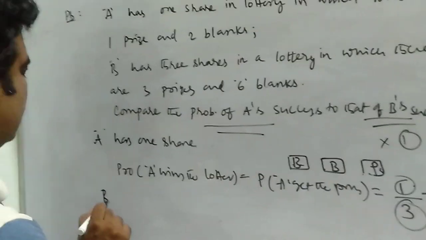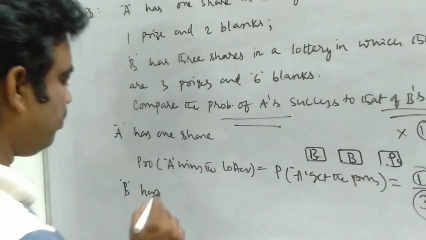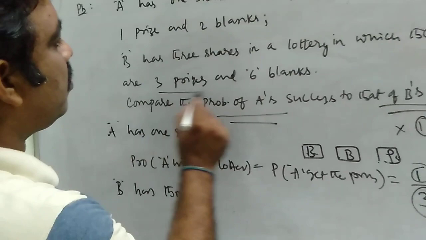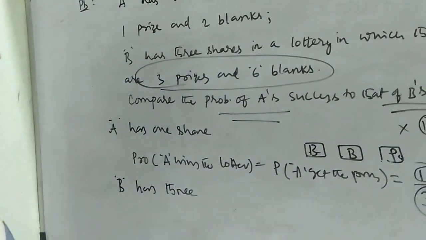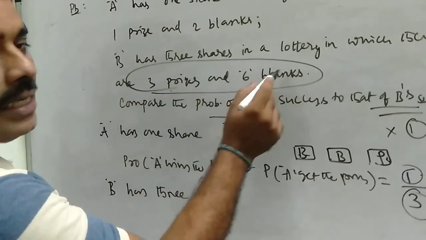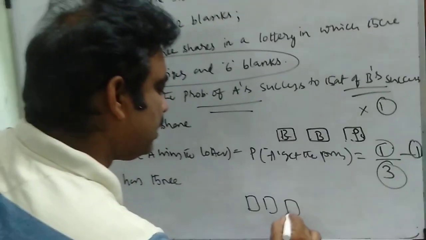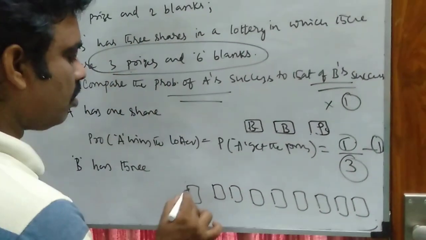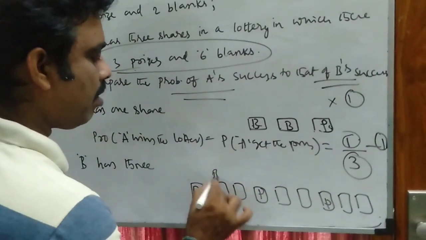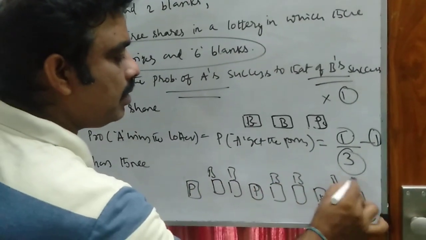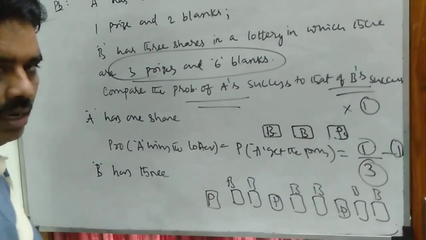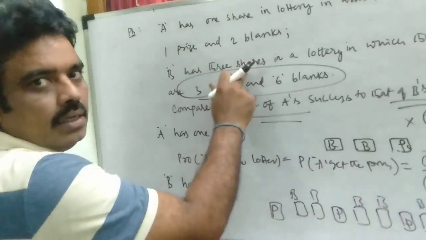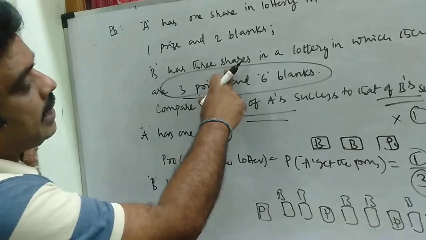Now B has 3 shares, and B can draw the tickets 3 times. B can draw the tickets from the total number of tickets, which here are 3 prizes and 6 blanks. So the total number is 9: 1, 2, 3, 4, 5, 6, 7, 8, 9. Out of these there are 3 prizes and the remaining 6 are blanks, and they may be in any order because it is a lottery. So he has the capacity of taking 3 shares.